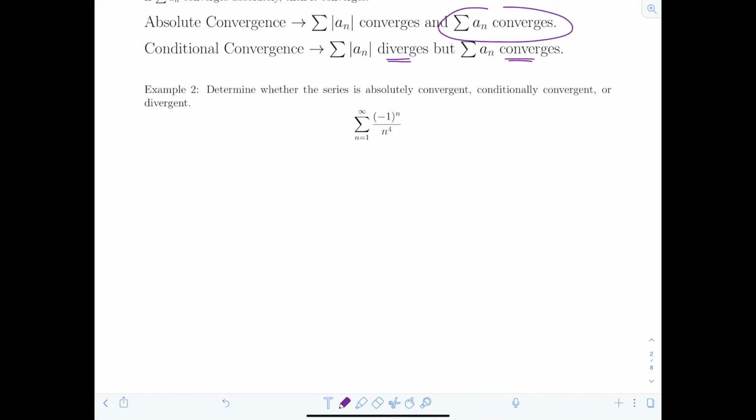criteria. Determine whether the series is absolutely convergent, conditionally convergent, or divergent. So we have the sum n equals 1 to infinity of negative 1 to the n over n to the fourth. So what do I test for first? Always absolute convergence. So test for absolute convergence.